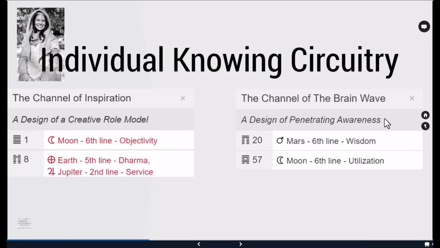Okay, so the next place that we're going to go that's really nice is that you're both empowered individuals. You both have your own individual knowing circuitry. Orin, as you know, you have the channel of the brainwave, which is a design of penetrating awareness in the now. And Lavina, you have the channel of inspiration, a design of a creative role model. Both of these frequencies are about being stringent individuals.